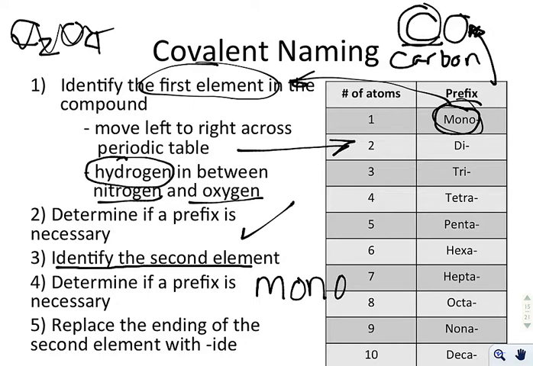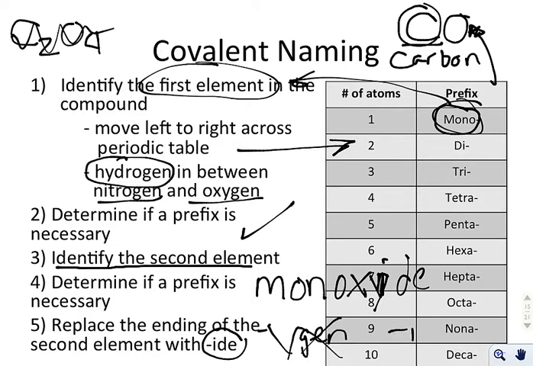Then you write the name of the element, monox, and what it tells you to do is replace the ending of the second element with "ide." This takes a little bit of practice more than anything. So this is actually carbon monoxide. You replace the "ygen" with "ide." It takes practice more so than anything. There's no hard and fast rules. The easiest ones are the halogens because it's chloride, fluoride, bromide, but it gets a little bit trickier when you're talking about other things. As we work with them, you'll start to see where you place the "ide."